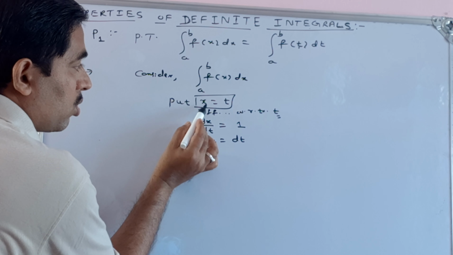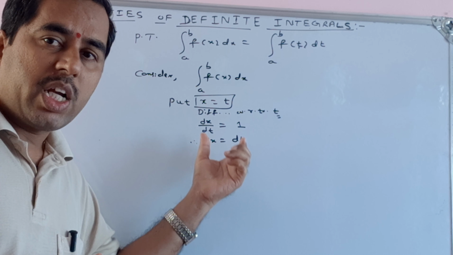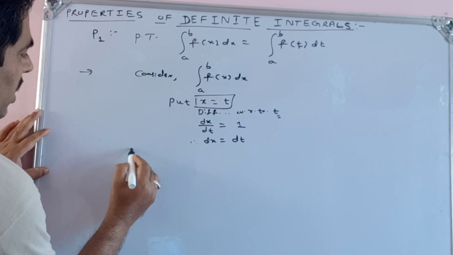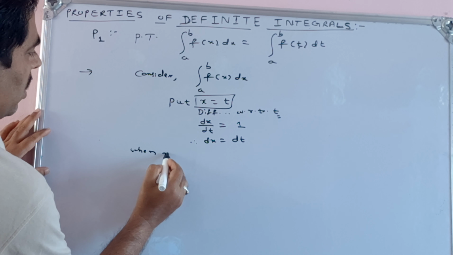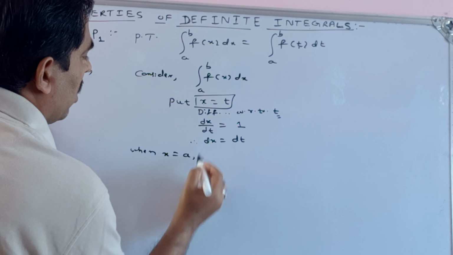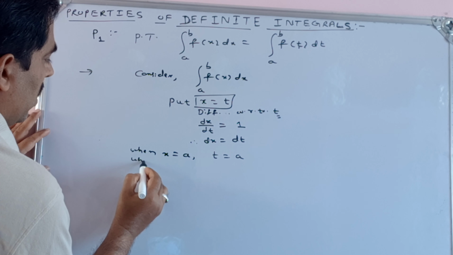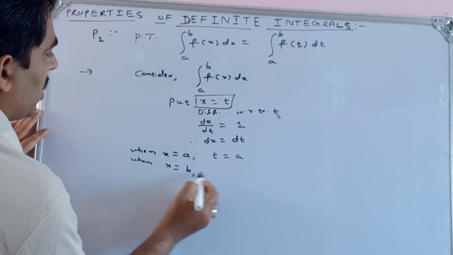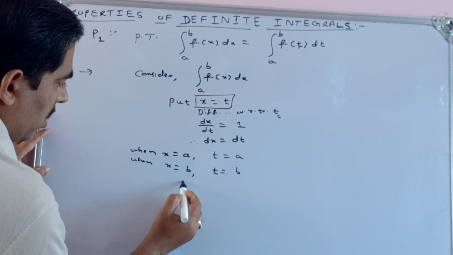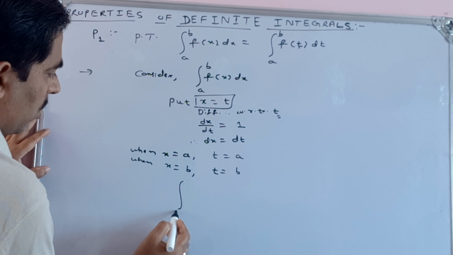Now we have used the substitution method. When we use the substitution method, we know we have to change the limits of integration. Here x is equal to a to x is equal to b. Let us change the limits of integration. Our substitution is here. When x is equal to a, t is equal to a. Then let us take the upper limit. When x is equal to b, then t will be b only. So this integral becomes, x is equal to a, x is equal to b. When x is equal to a, t is equal to what? a.